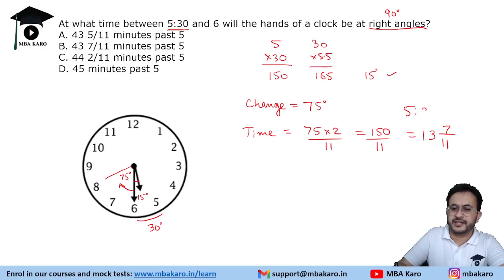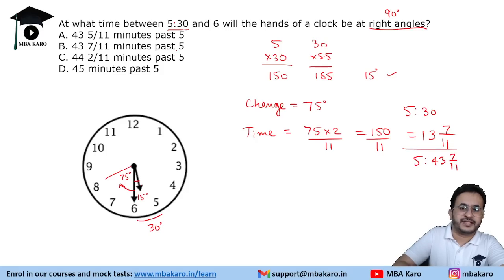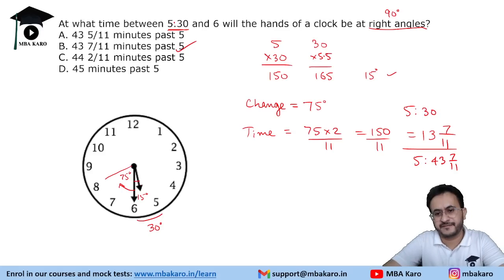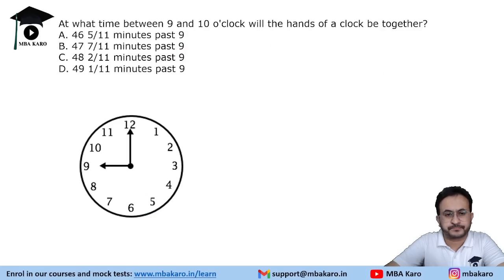Now what we will do is add to the base time. So add to 5:30. That becomes 5:43, 7 by 11, that is 43, 7 by 11 minutes past 5. Okay, so simple thing, both these types can be tackled easily.